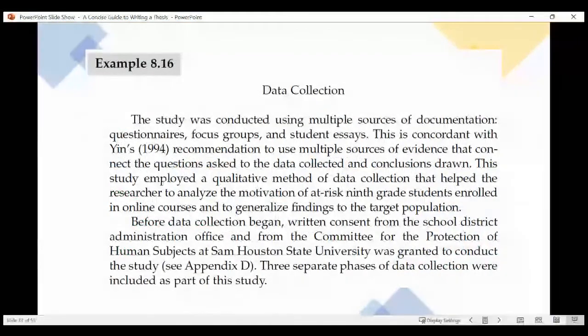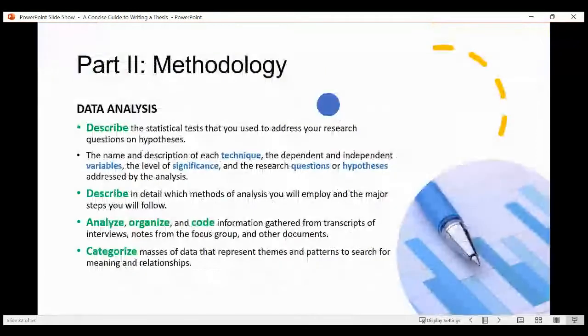Here, data collection example. Data analysis, you need to describe the statistical test you used in your study. Also tell us the techniques you used, the variables, whether the level of significance is 0.05 or not. Also the questions, whether addressed by the analysis or not. Describe in detail the method of analysis, and in qualitative research, analyze, organize, and code. Do coding just to make it easier for you.